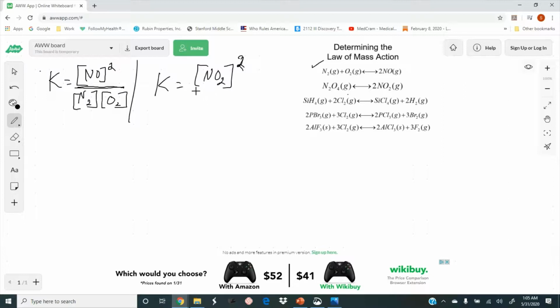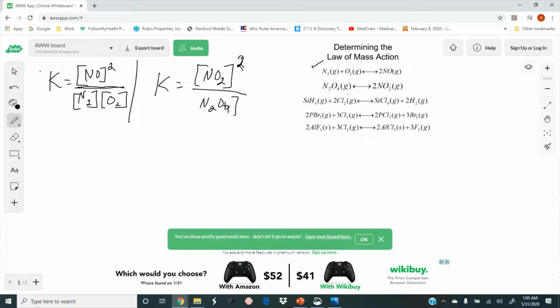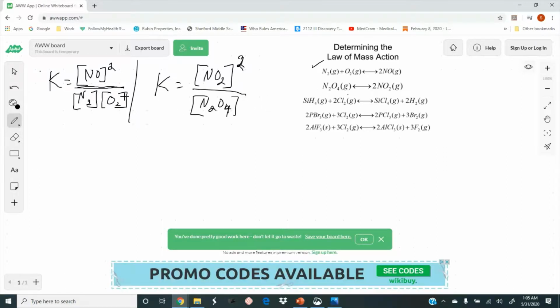That's squared, divided by the concentration of the reactant, N2O4. That's a 4, sorry. No coefficient, so we leave it to the first, just like we did with these guys over here. Okay, and so that's that one. For this one right here, there's 2 reactants and 2 products. So K equals... the 2 products are SiCl4.